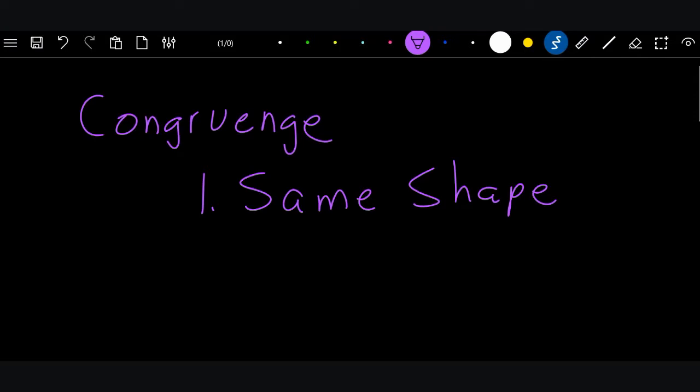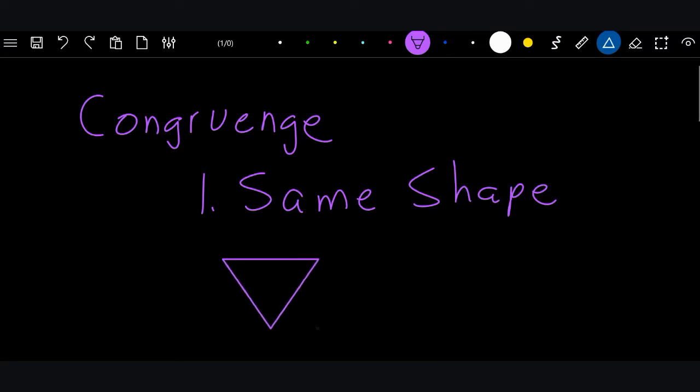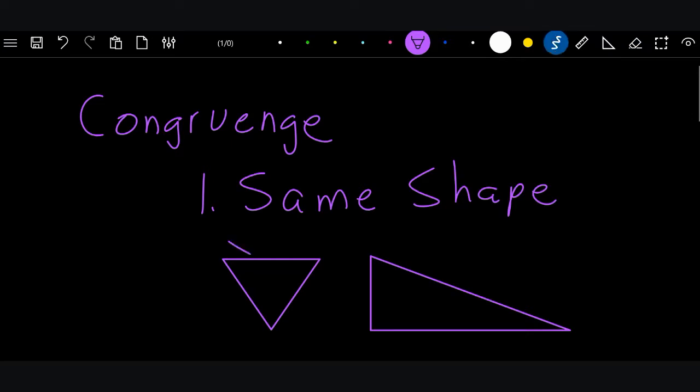Two triangles, well, one could be like this, and then one could be like this. Well, those are two different shapes. Now, let me draw a little bit better. That was terrible. I know, I'm a bad triangle drawer. So there's one, and here's another one. I'll draw it really bad, really different. Those are not the same shape. So these could not be congruent.